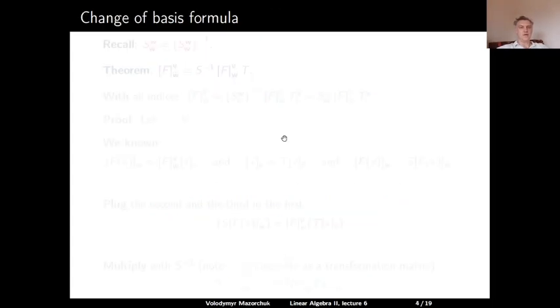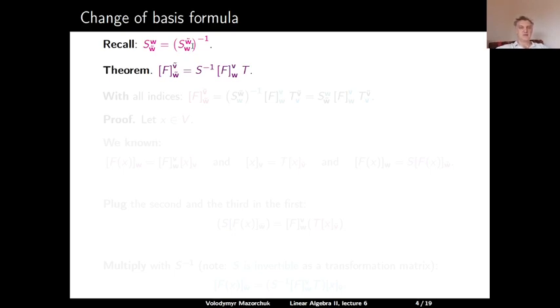Okay, so now we can formulate the main result of this lecture, the change of basis formula. Recall that we have a connection between the transformation matrix from one basis to another basis and the transformation matrix back. The transformation matrix from the basis W tilde to the basis W is equal to the inverse of the transformation matrix from the basis W to the basis W tilde. So the base change formula now reads as follows.